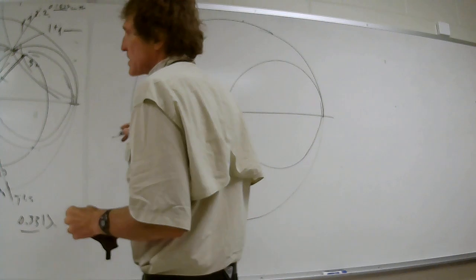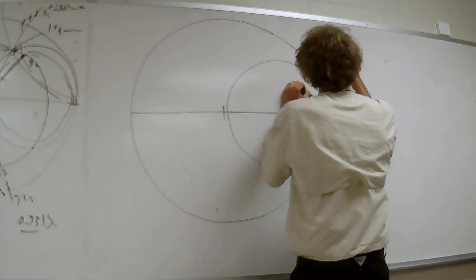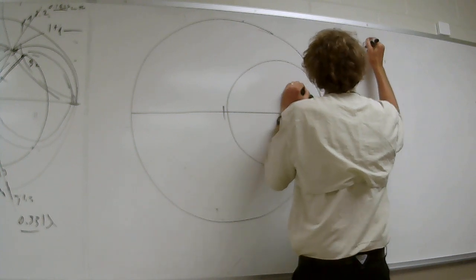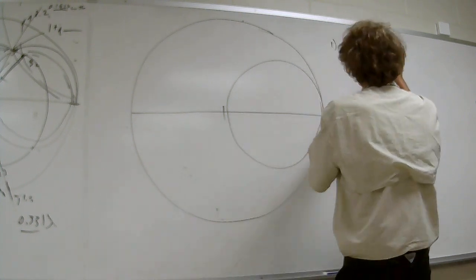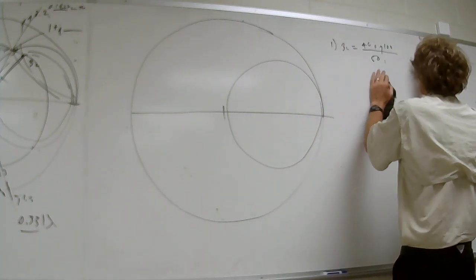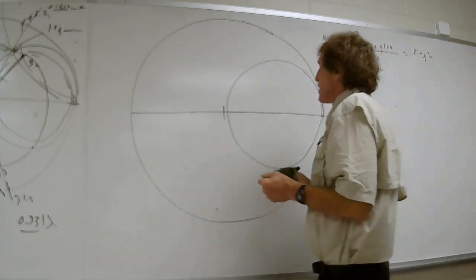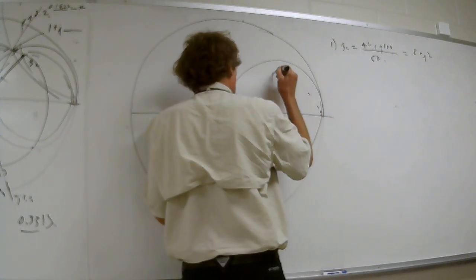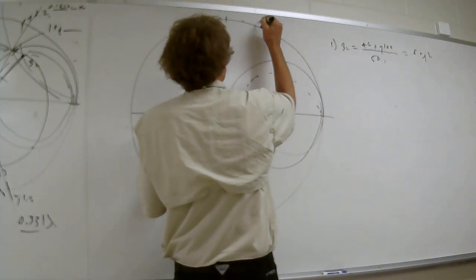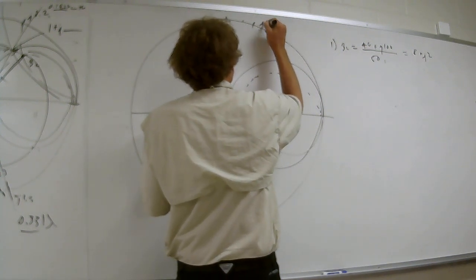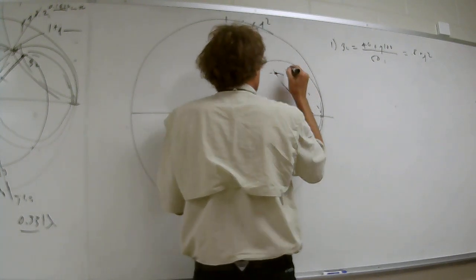First, our load is 40 plus j100 divided by 50, right? So that means ZL is (40 plus j100) divided by 50, and that's going to be 0.8 plus j2, correct, class? So 2 is roughly here, and j2 would be about here, I think. So this is going to be where ZL is.